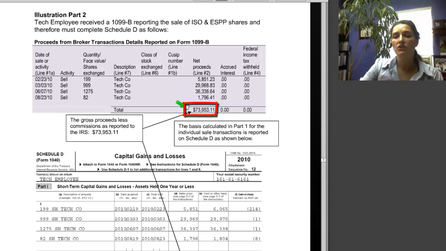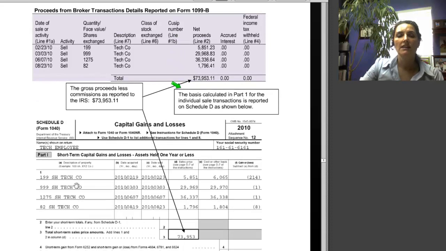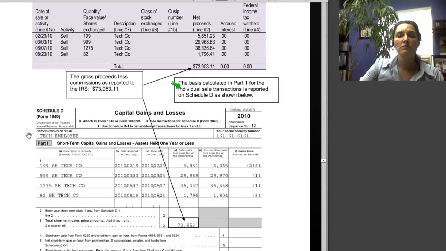So here we have a 1099-B showing a cost of $73,953.11 made up of these separate transactions. And under IRS rules, we have to report those transactions on Schedule D as short-term capital losses. And the reason they're short-term is they were held for less than a year. And actually the rule for this particular form on Part 1 is one year or less. So if you hold them for a few hours or a few days, you definitely have short term.